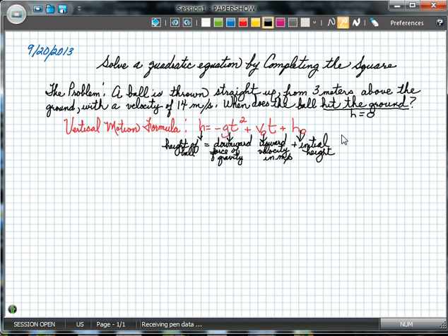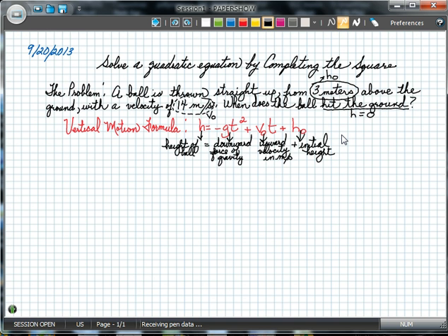Remember, the initial height is 3 meters. So I'm going to circle the 3 meters, and that is h sub 0, or the initial height. And then let's look at the velocity at which the ball is forced upward. The velocity is 14 meters per second. So this is the initial velocity, v sub 0.